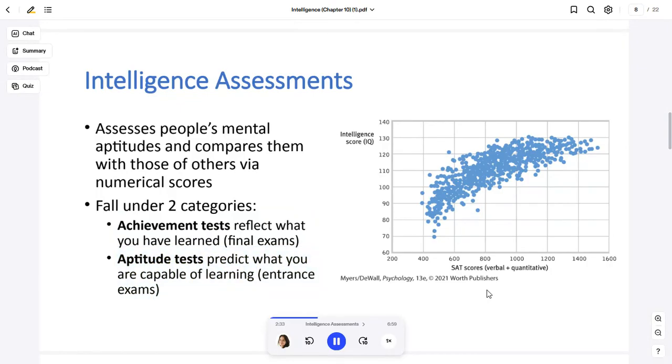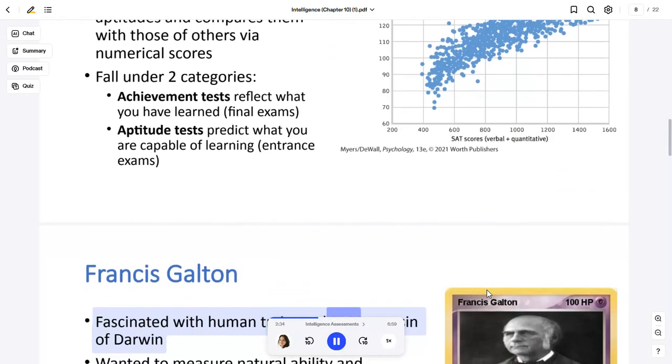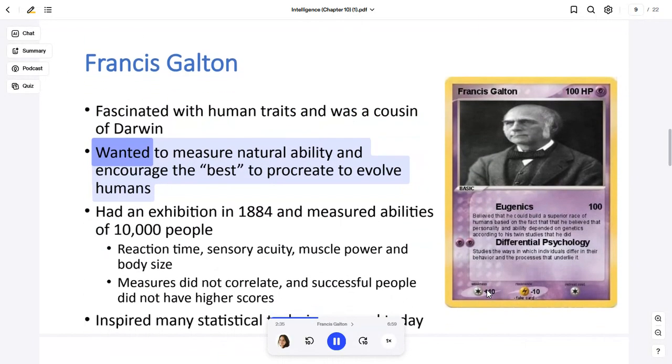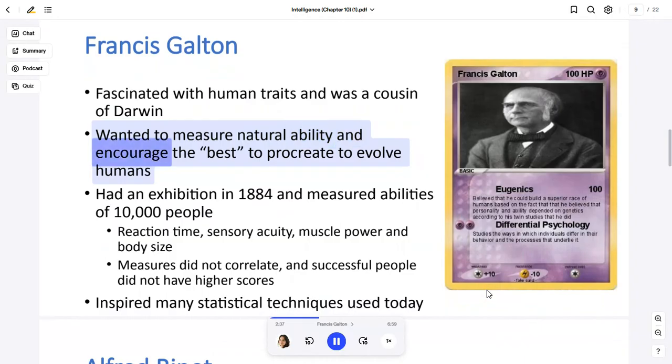Francis Galton, who was fascinated with human traits and was a cousin of Darwin, wanted to measure natural ability and encourage the best to procreate to evolve humans. He had an exhibition in 1884 and measured abilities of 10,000 people: reaction time, sensory acuity, muscle power, and body size. Measures did not correlate, and successful people did not have higher scores. He inspired many statistical techniques used today.